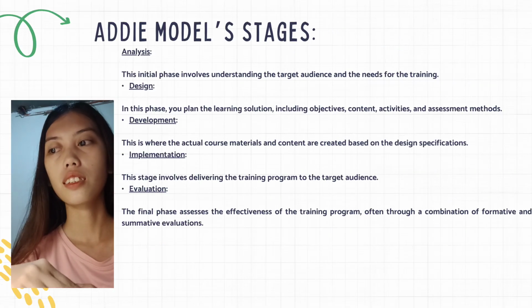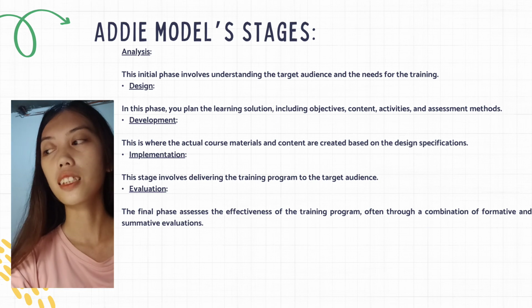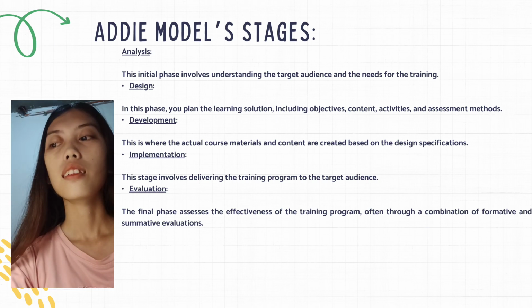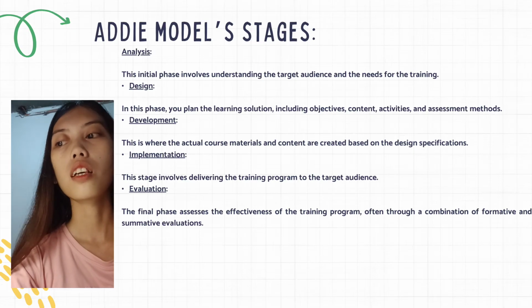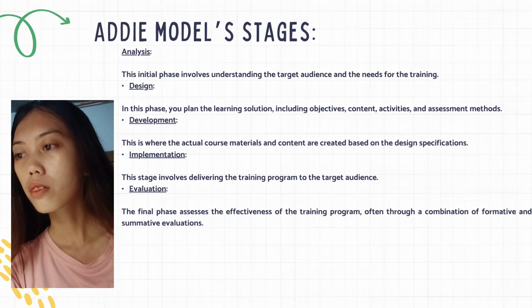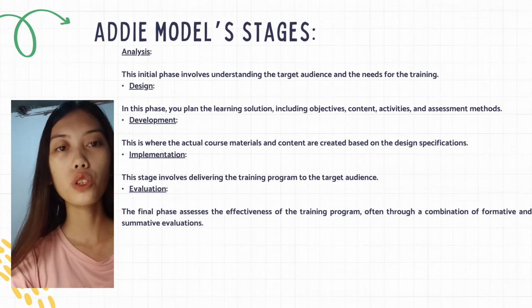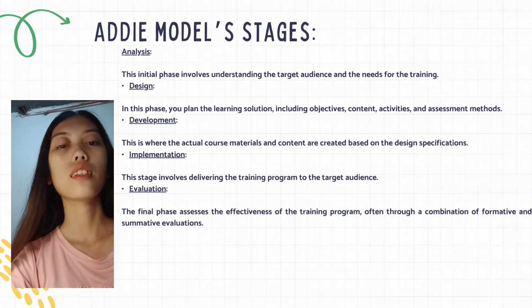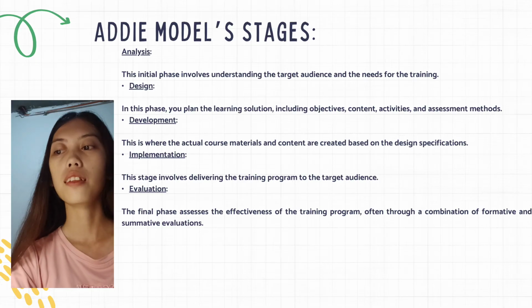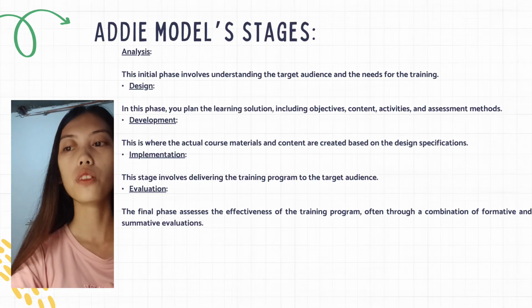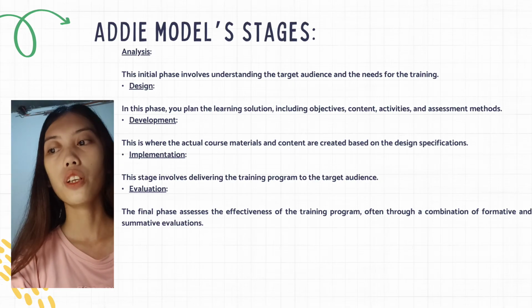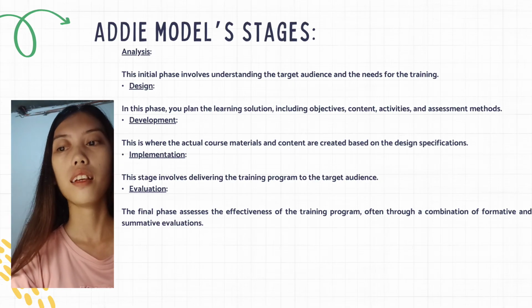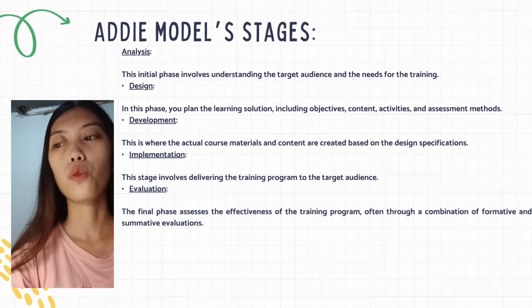ADDIE model stages. Analysis. This initial phase involves understanding the target audience and the needs for the training. So before getting into analysis, you should understand the target audience and the needs for the training. Then next is design. In this phase, you plan the learning solution, including objectives, content, activities, and assessment methods. So in this phase, you should plan ahead, including the objectives, content, and flows.